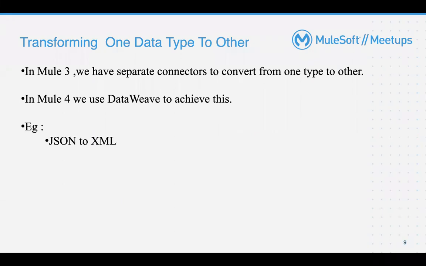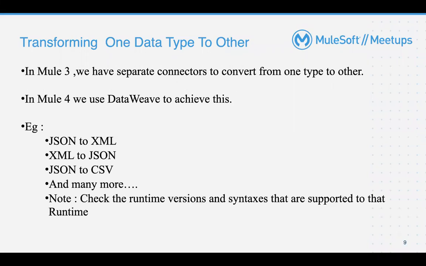For example, JSON to XML, XML to JSON, JSON to CSV, and many more. Check the runtime versions and syntaxes supported by that runtime. Whenever you are using any syntax of the DataWeave language, please make sure which runtime you are using, 4.3 or 4.2, and that the particular syntax is compatible with that version.